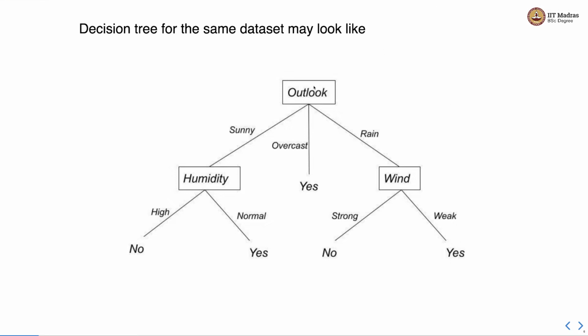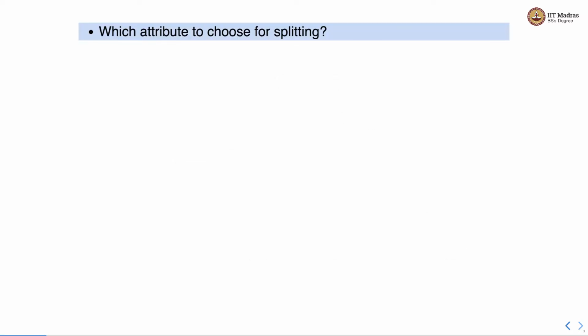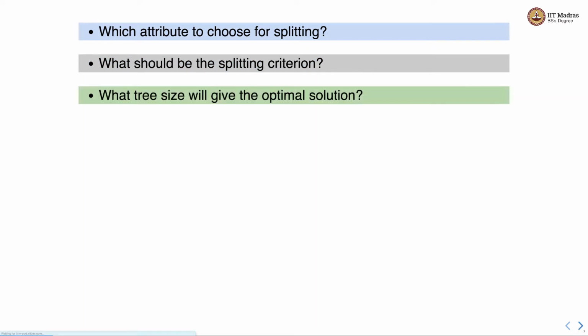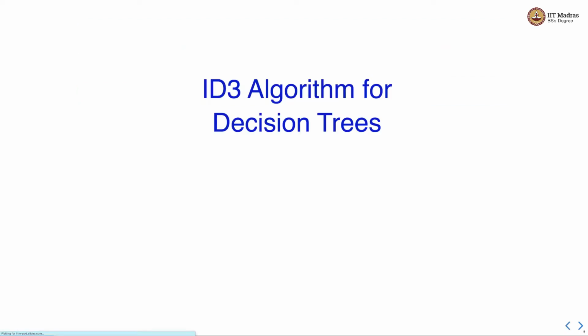So this is the decision tree, which is just like if-else conditions, and this decision tree is inferred from the training data. We will study how to infer such decision trees from a given training set. What are the important issues here? We need to decide which attribute to choose for splitting, what the splitting criteria should be, and what tree size will give the optimal solution. These are 3 issues that are central to any tree learning algorithm.